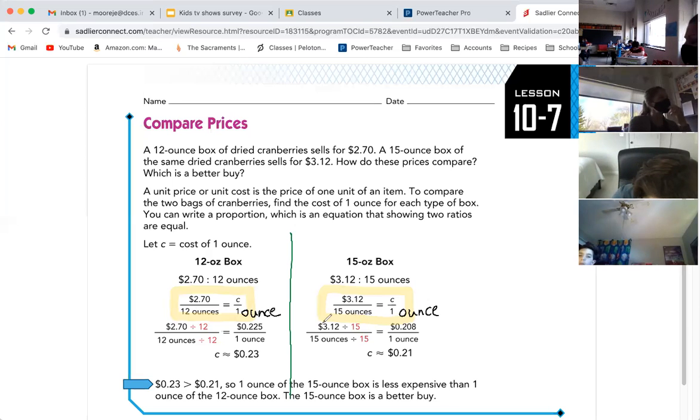What will be on the top part of this proportion? What does C represent? What's C represent, Lucy? The cost in what? The cost in dollars, right? So in this top part, we're going to be using a dollar sign and then a spot for the dollars involved, and then maybe a spot for the cents involved, okay?